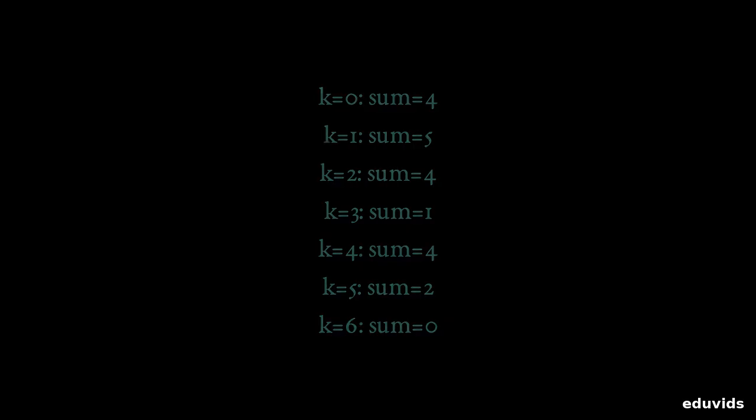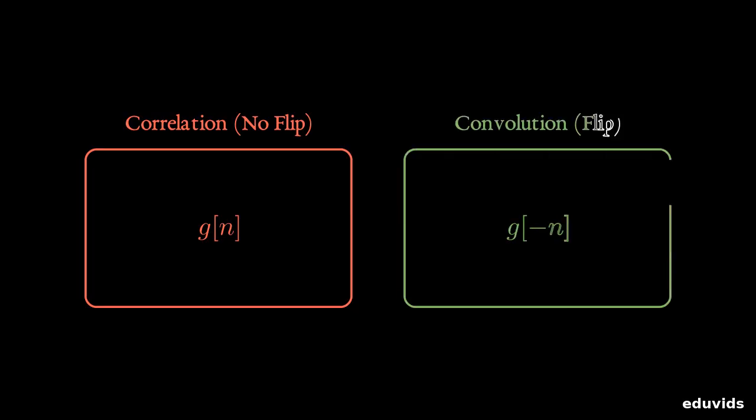You might wonder why we flip the kernel. If we do not flip it, the process is called correlation. Correlation finds patterns, while convolution transforms signals.